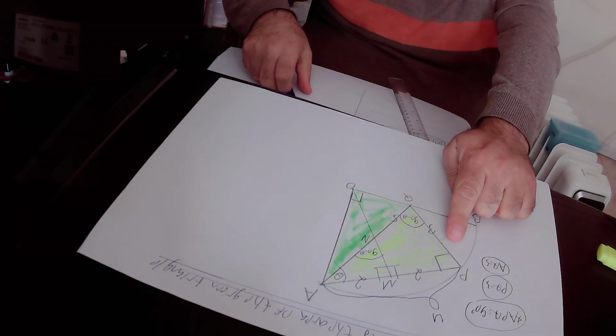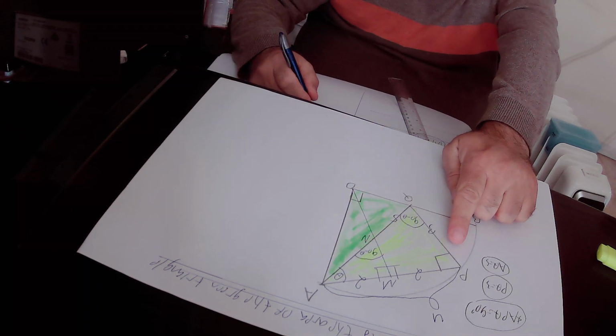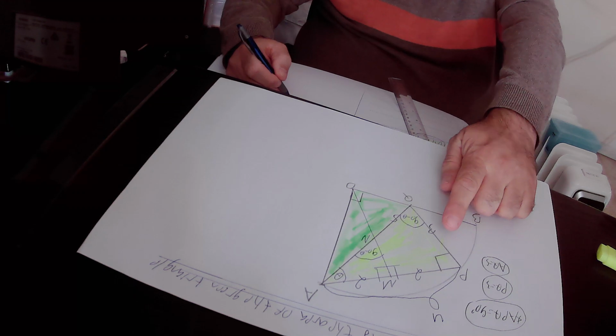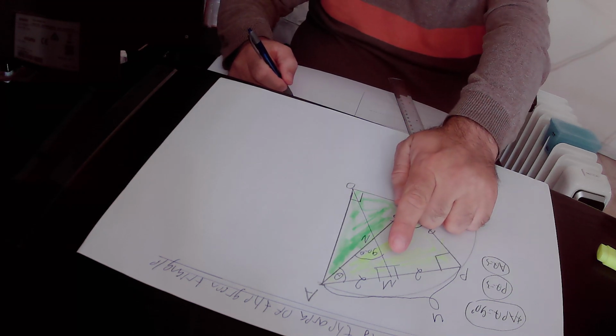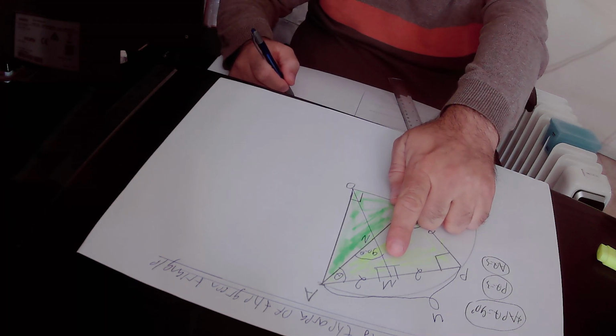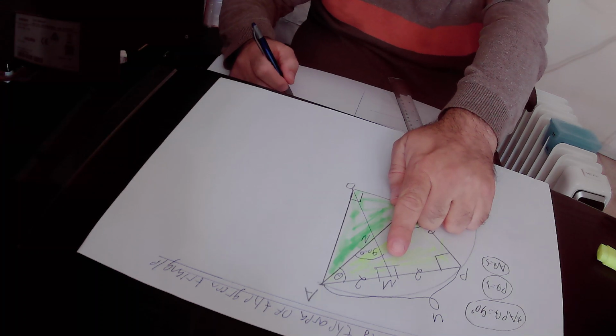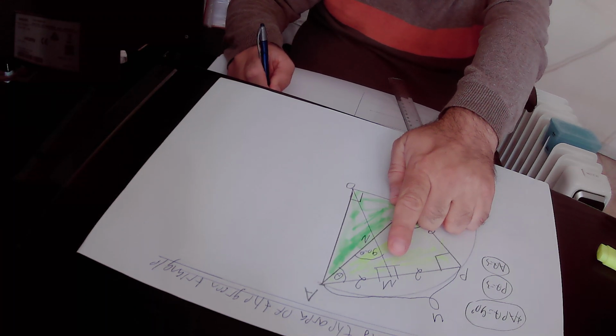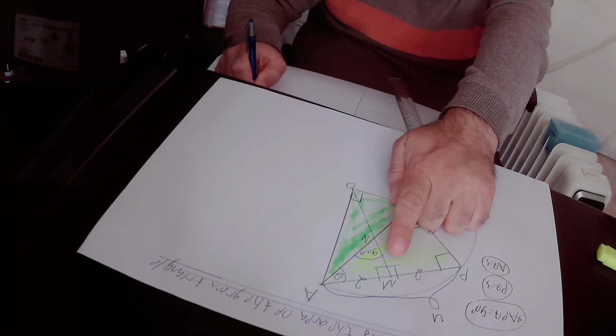So angle APQ, this angle, equals this angle in the small triangle AMN, the small right triangle AMN. Again, they are both equal to 90 degrees, therefore they are equal to each other.